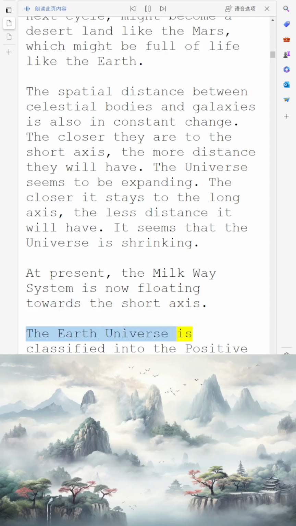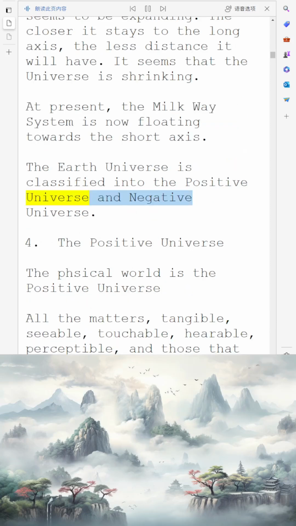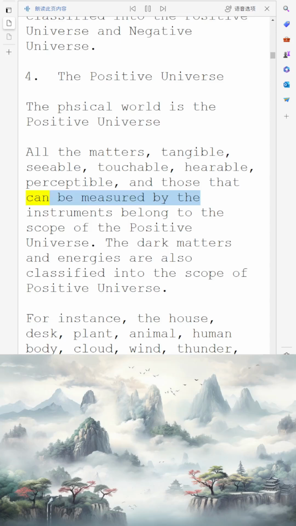The Earth universe is classified into the positive universe and negative universe. The positive universe, the sickle world, is the positive universe. All the matters, tangible, seeable, touchable, hearable, perceptible, and those that can be measured by the instruments belong to the scope of the positive universe. The dark matters and energies are also classified into the scope of the positive universe.